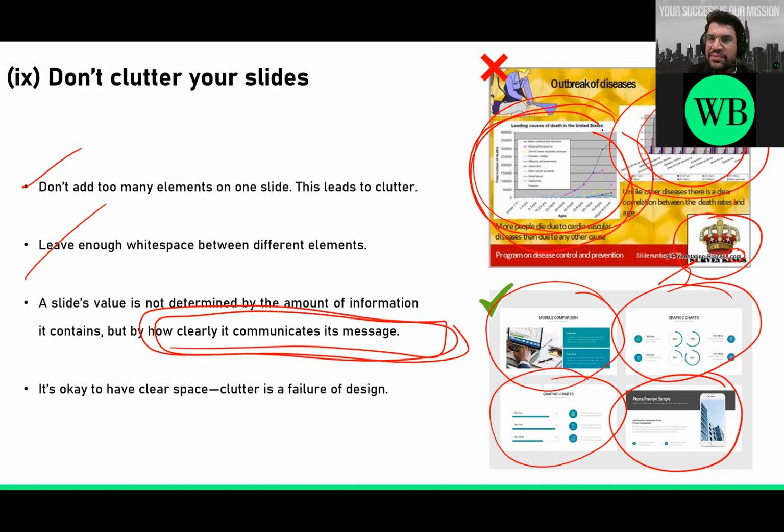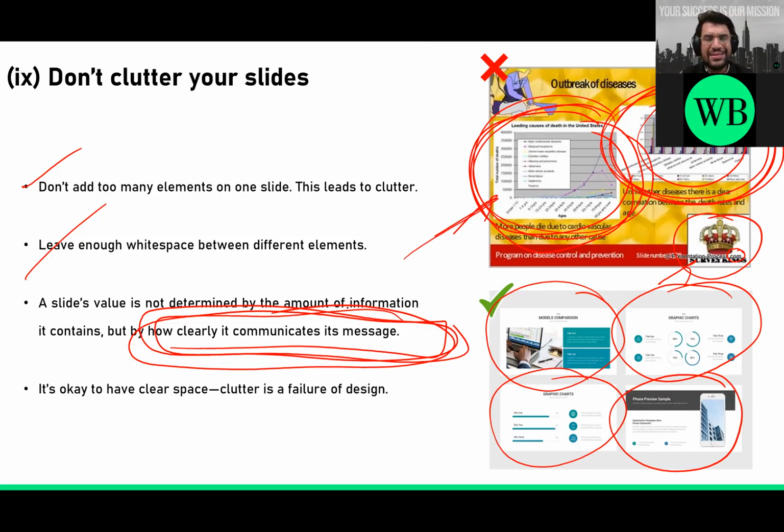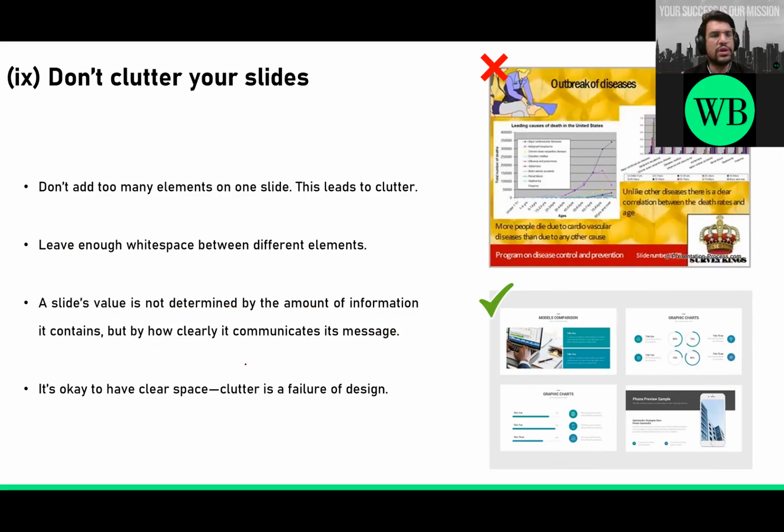Now, look at this case here. This person, I think, has introduced these two charts on one slide, because in his head he's probably saving the amount of slides, but that doesn't help. He could have had this as one slide and this as another, because the more important thing is not to get across all your information on one slide. The more important thing is how clearly it communicates the message, and having this on one slide does not clearly communicate the message, right? And it's okay to have clear space. Clutter is a design failure, right? So this is something that you need to keep in mind.